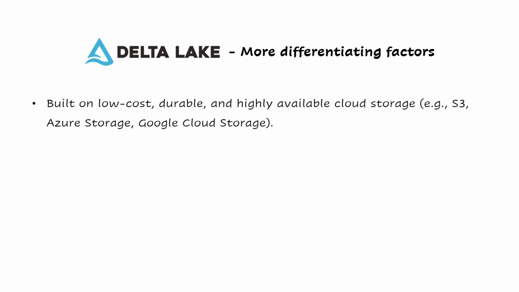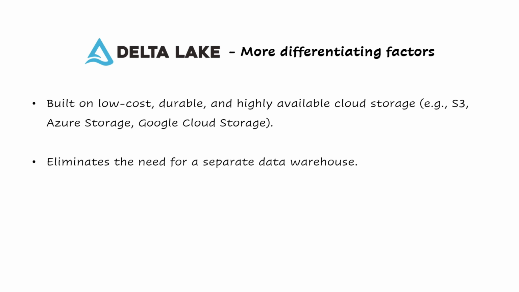In addition to what we've already discussed, there are a few more differentiating factors of Delta Lake compared to other frameworks and platforms. In Databricks, Delta Lake is built on top of cloud object storage services like S3, Azure Storage, or Google Cloud Storage. That means it takes full advantage of its low-cost, highly durable, and highly available storage, resulting in one of the best price-to-performance ratios in the industry. Moreover, Delta Lake's enterprise-grade data analytics capabilities eliminate the need for a separate data warehouse, further reducing overall costs.